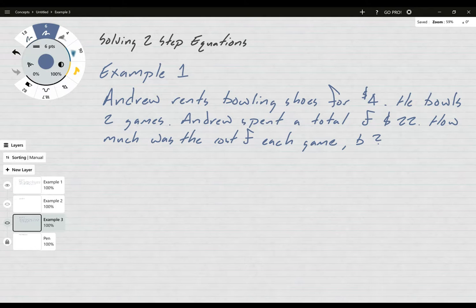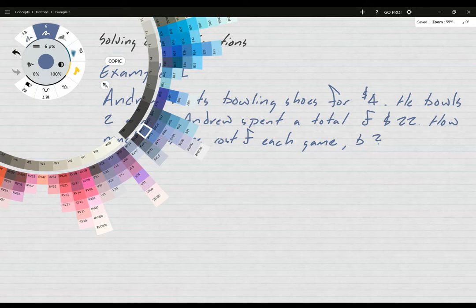First example: Andrew rents bowling shoes for $4. He bowls 2 games. Andrew spent a total of $22. How much was the cost of each game, representing the variable b? So there's a couple of pieces of information that was given to us.